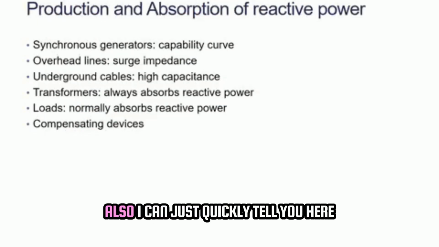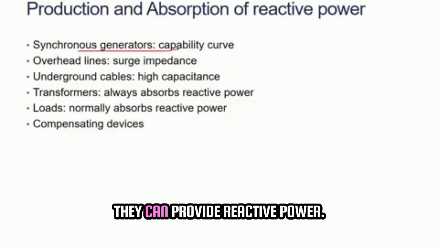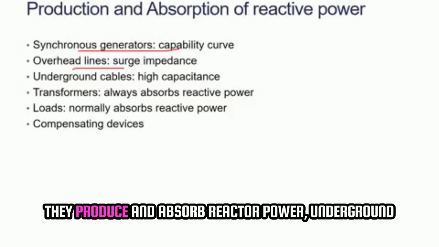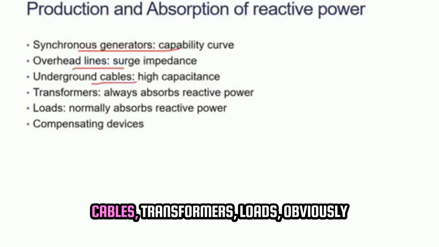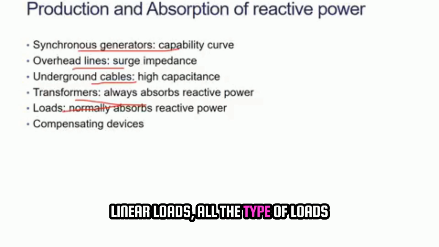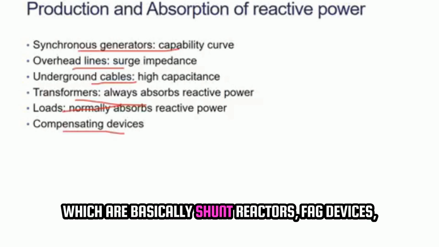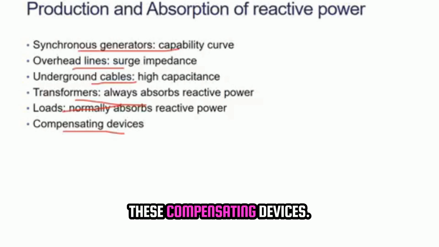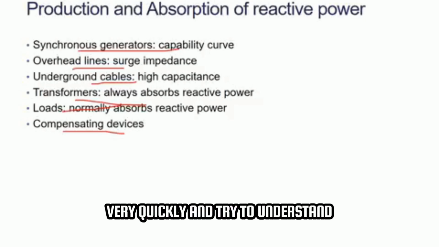Yes, nonlinear components also. Also, I can just quickly tell you here that synchronous generators can provide reactive power, they can produce as well as absorb. Even transmission lines produce and absorb reactive power. Underground cables, transformers, loads, obviously as you have mentioned, nonlinear loads, linear loads, all types of loads generally absorb reactive power. And there are compensating devices, which are basically shunt reactors, FACTS devices. These compensating devices can also help in producing and absorbing reactive power. So let us see some of them very quickly and try to understand their basic fundamental idea here.